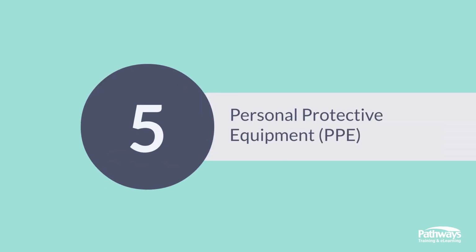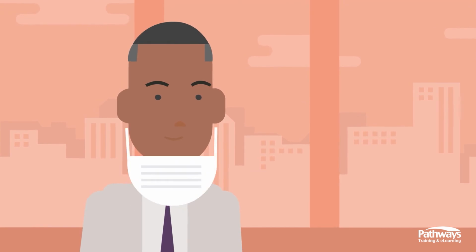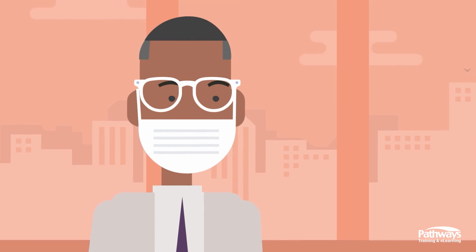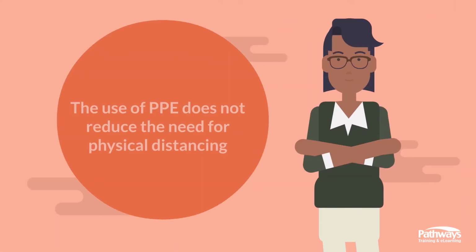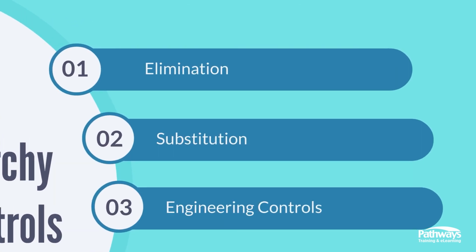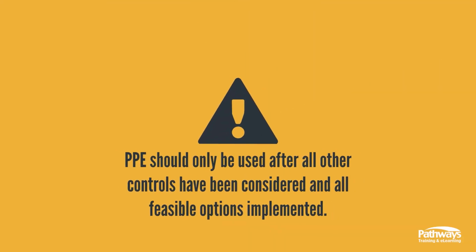Fifth, personal protective equipment, or PPE. This is considered the least effective level of control, and it involves the employers asking their employees to wear equipment such as surgical or procedural masks and eye protection. Please note that the use of PPE does not reduce the need for physical distancing. When choosing what level works for you, always start by considering the elimination level and work your way down the list if necessary. PPE should only be used after all other controls have been considered and all feasible options implemented.